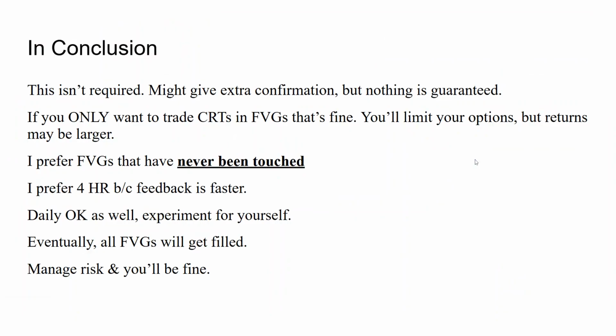So that's that. Like I said, I prefer the 4-hour fair value gaps because the feedback is going to be faster. I don't like nursing trades overnight. Eventually, all fair value gaps will get filled, so count on that. So just because you see it one day or one 4-hour block doesn't mean that it's going to stay there forever. It's not. Price will eventually come back down and wipe it out. But just manage risk and you will be fine.